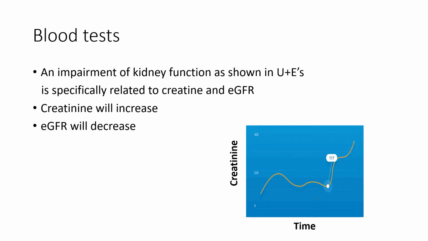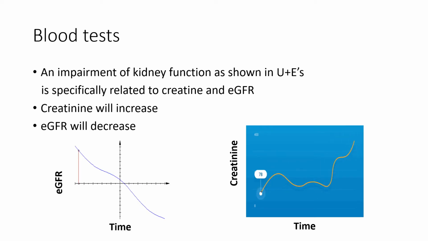So the other test in relation to kidney function would be your eGFR. As your creatinine will increase, your eGFR will decrease. So this is measuring how well the kidneys are filtering. This is calculated mathematically from the other blood results. So over time, someone with kidney impairment, renal impairment, will see the eGFR decrease.